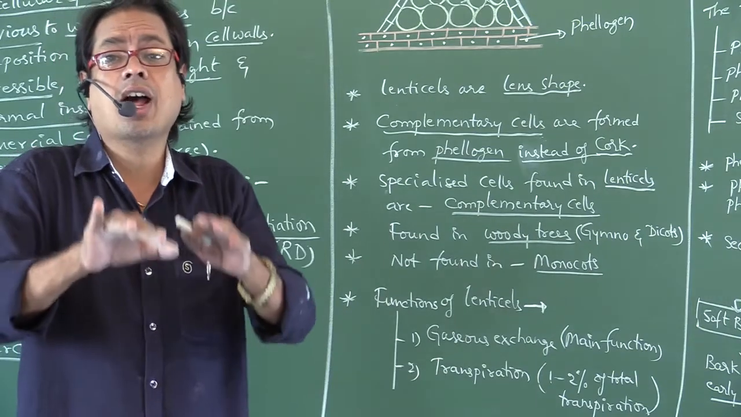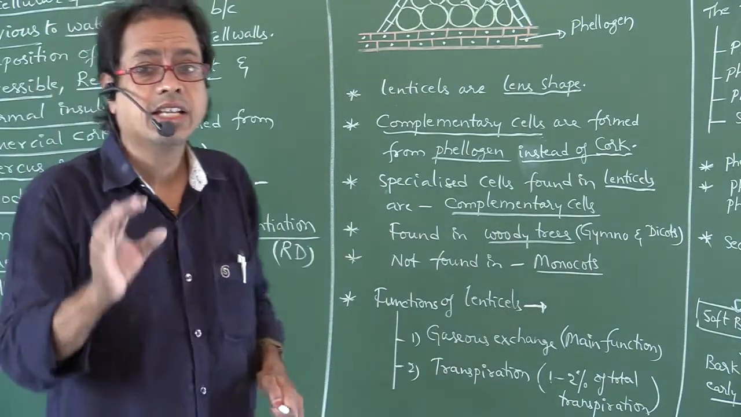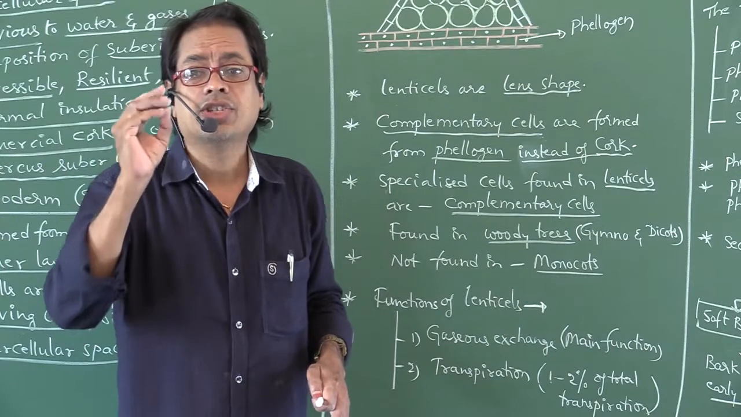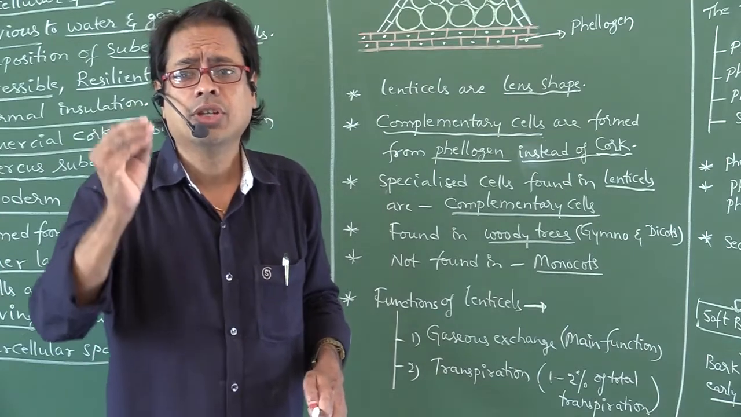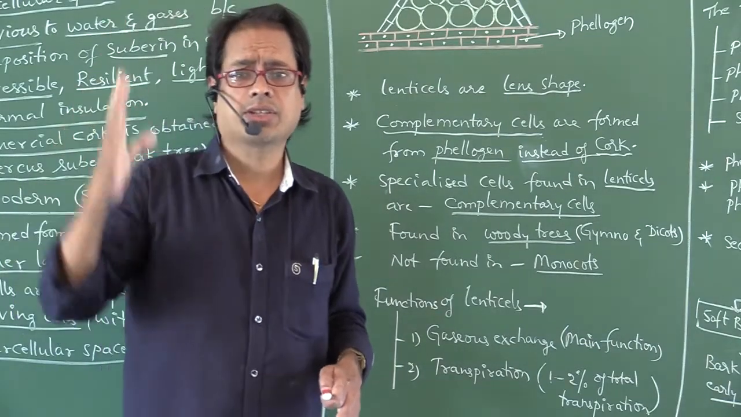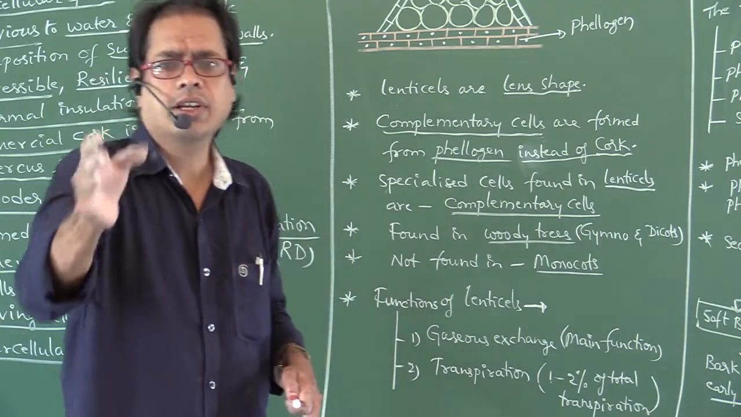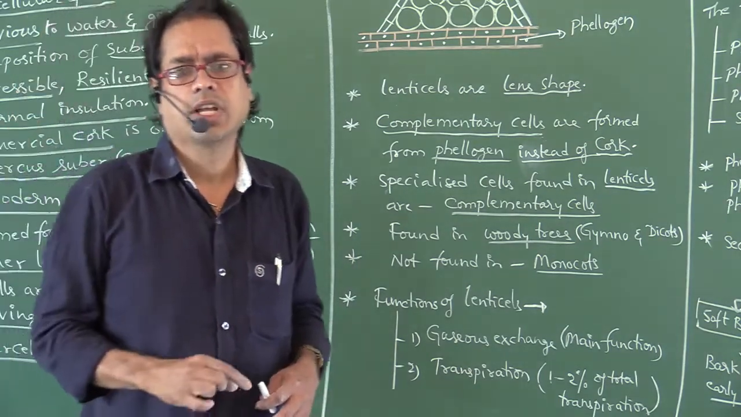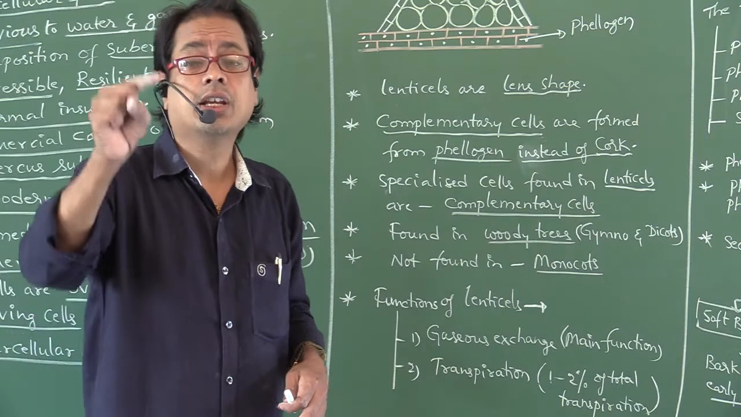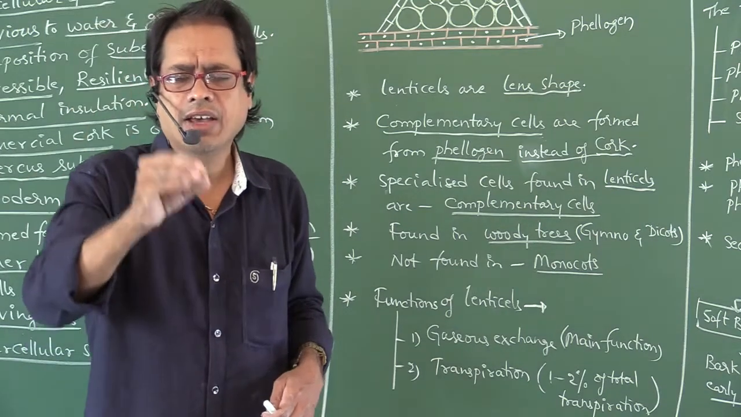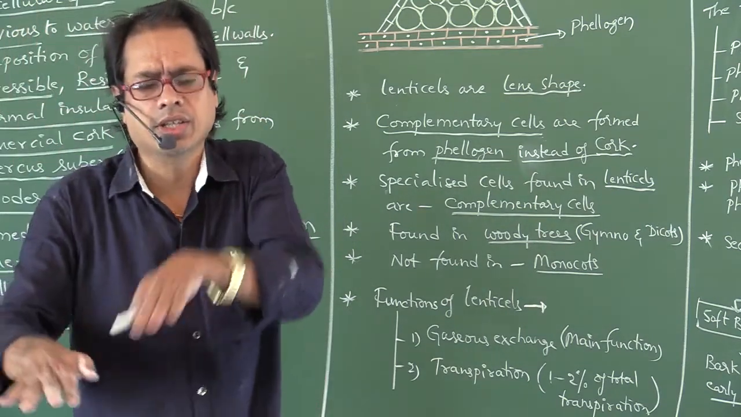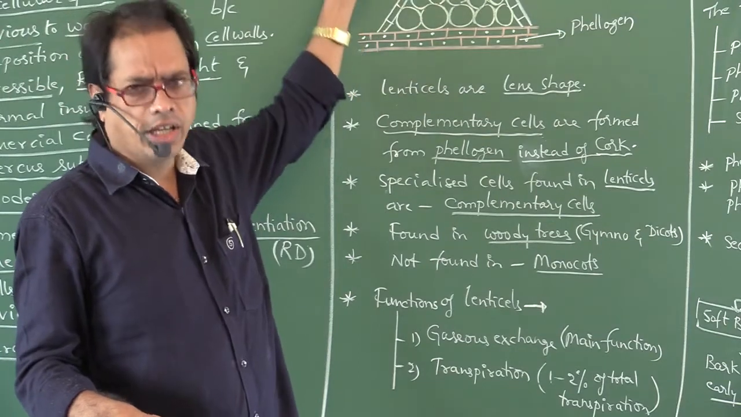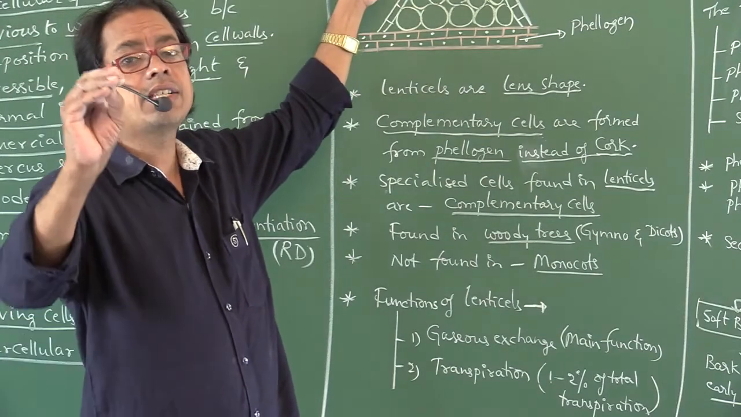That's why lenticels are not found in monocots. Secondary growth occurs in stems and the roots of gymnosperms and dicots. Secondary growth is first found in gymnosperms. Whenever secondary growth occurs, lenticels are formed. Lenticels are a part of secondary growth.